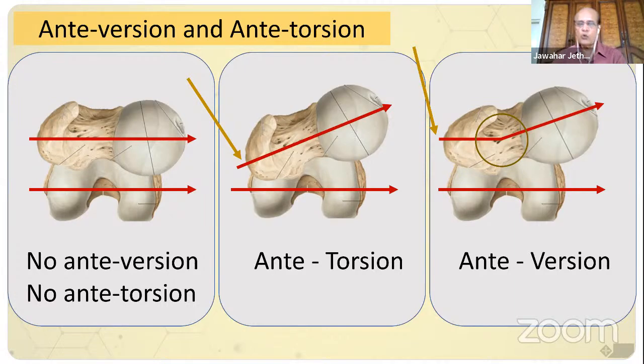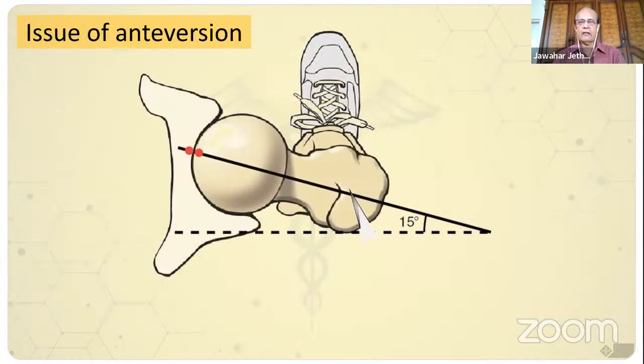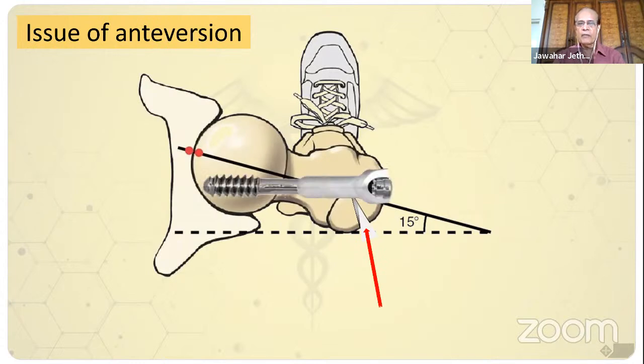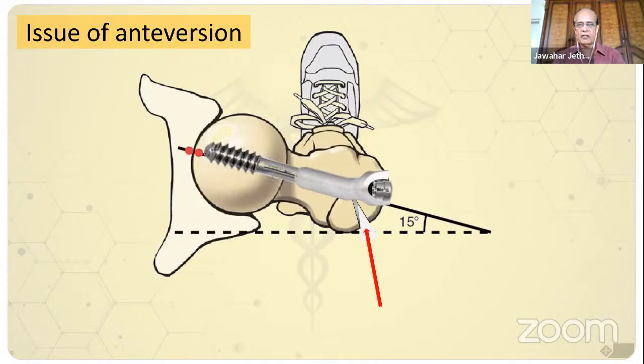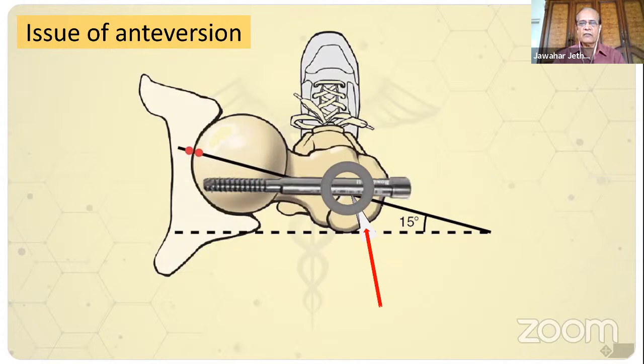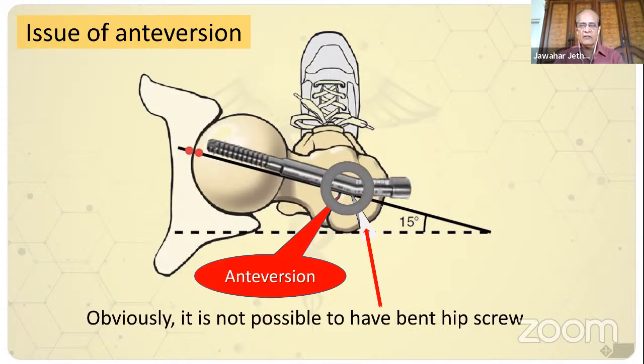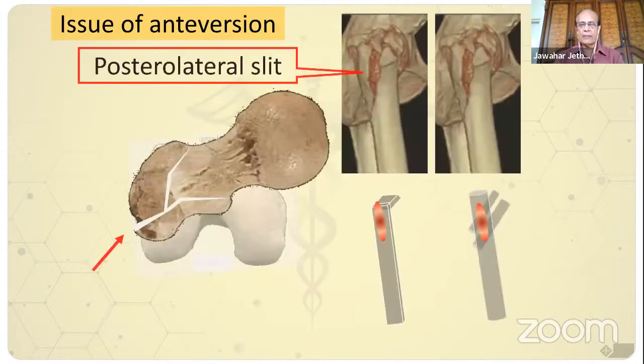Anti-torsion is what we do when we rotate the implant and try to put it in. So in cases of a posterolateral slit, the problem is that if you try to avoid the posterolateral slit and put an implant, it goes into the posterior part of the head, sometimes out of the head. So we would need an implant like this, which is not possible. I have marked this particular picture; it is not possible to pass an angled DHS screw. Or in that case, for the PFN also, we cannot have an angled screw. So for this reason, for anti-version, obviously it is not possible to bend the hips through.